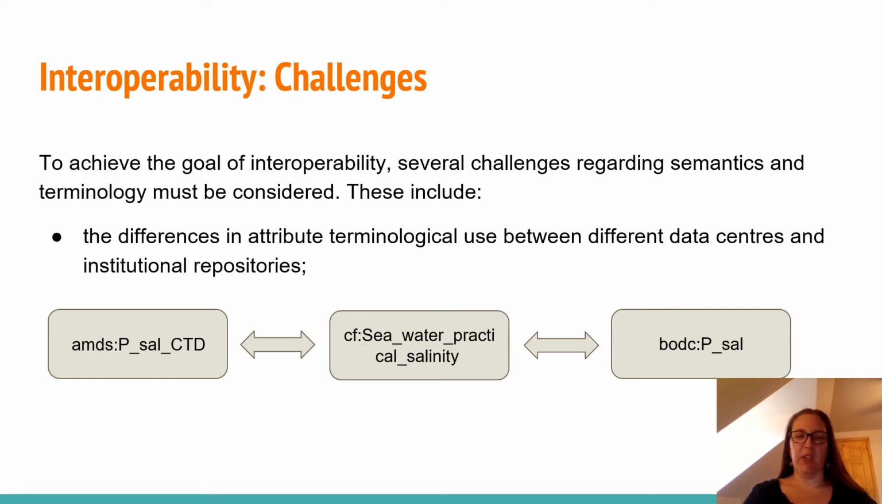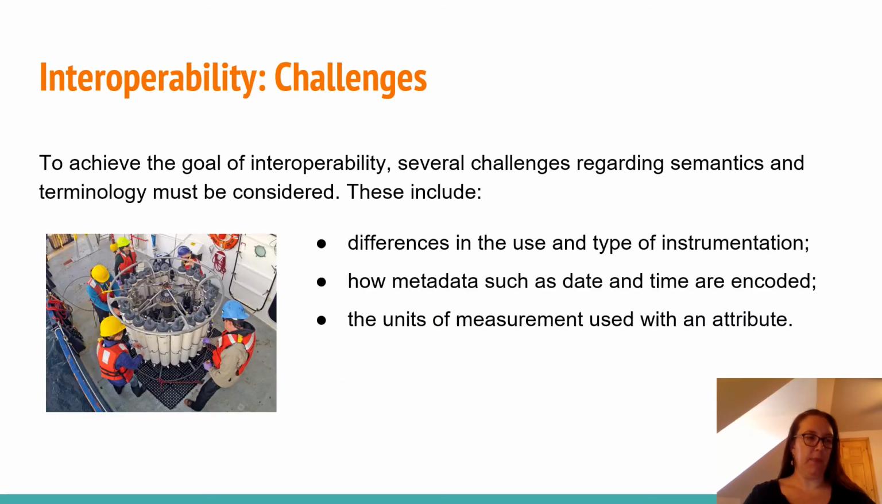Within each of these domains, we also need to ensure that the terms that we're using are current and relevant. In other words, that they're common terms that the communities in question are actually using. So here's an example from the domain of oceanography. These are three different forms of the same concept: practical salinity of seawater. The first one is from the Amundsen seabird, the second is from the climate and forecasting vocabulary, and the third is from the British Oceanographic Data Center vocabulary.